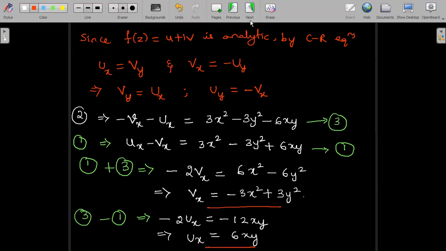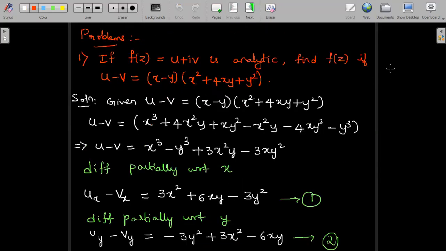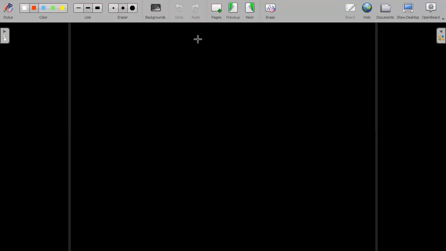We can use the expression for f dash of z. See, our aim is to find f of z. So once I know f dash of z, integrating with respect to z, I can obtain f of z also, the analytic function f of z. So what shall we do now? We will consider the expression for f dash of z.